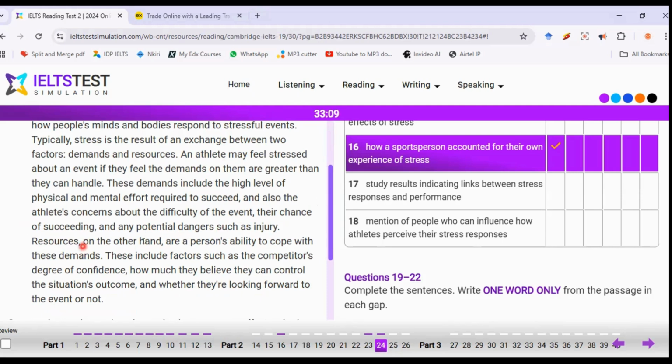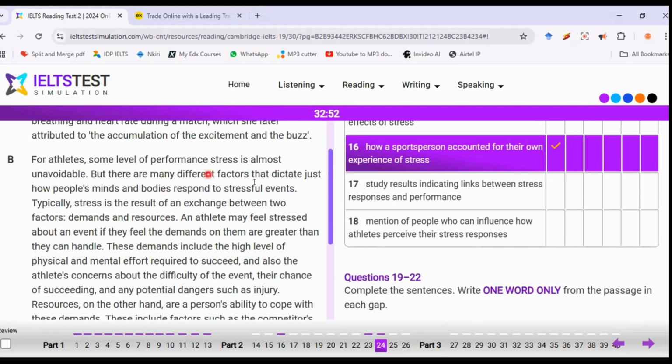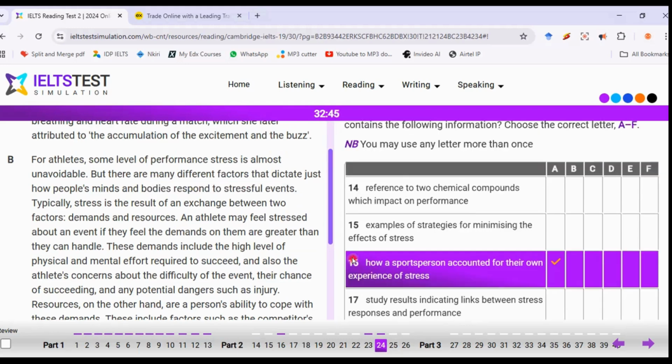Resources, on the other hand, are one's ability to cope with these demands. This includes factors such as the competitor's degree of confidence, how much they believe they can control the situation's outcome, and whether they are looking forward to the event or not. So they talked about two things here that determine how somebody handles performance stress, or how they respond. This says respond to stressful events. Okay, let's check the matching information now.